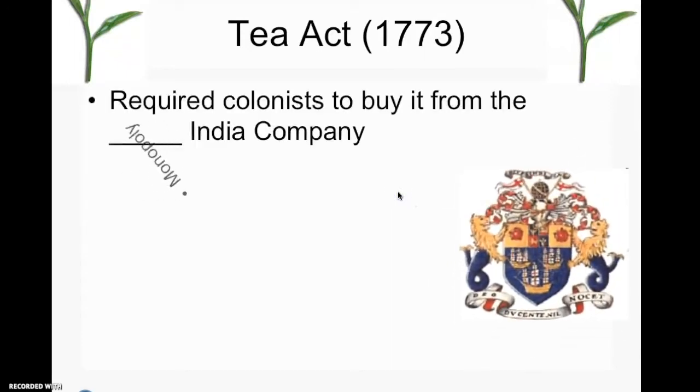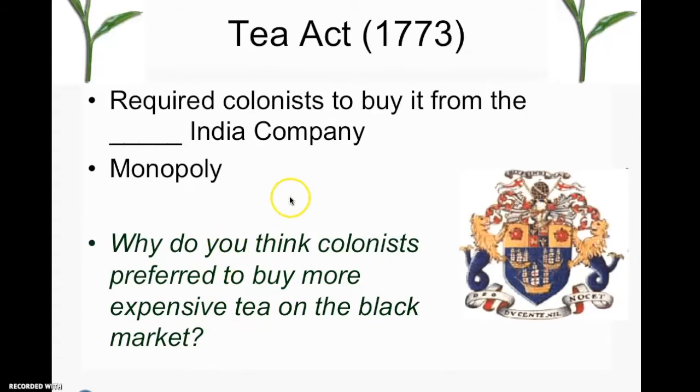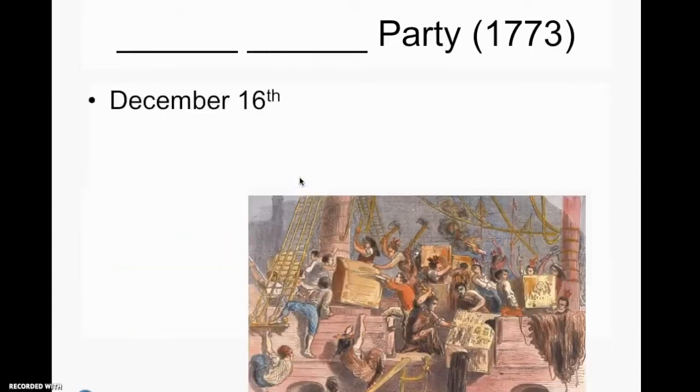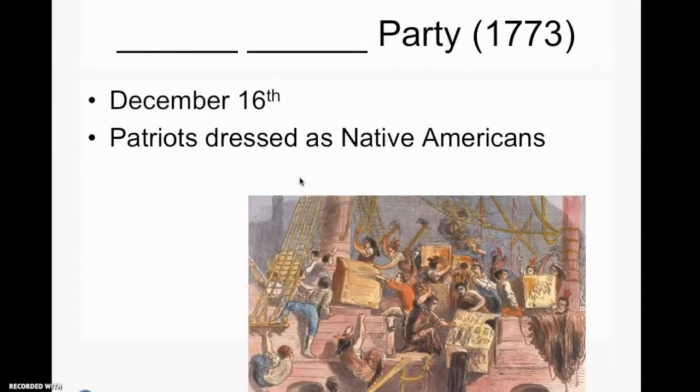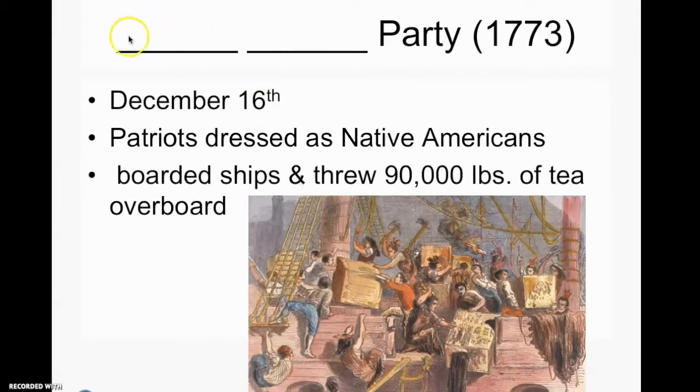The Tea Act of 1773 required colonists to buy tea from the British East India Company. Why do you think colonists preferred to buy more expensive tea on the black market? On December 16, 1773, the Sons of Liberty, led by Sam Adams, planned to show Parliament how they felt about the Tea Act. They really hated it.